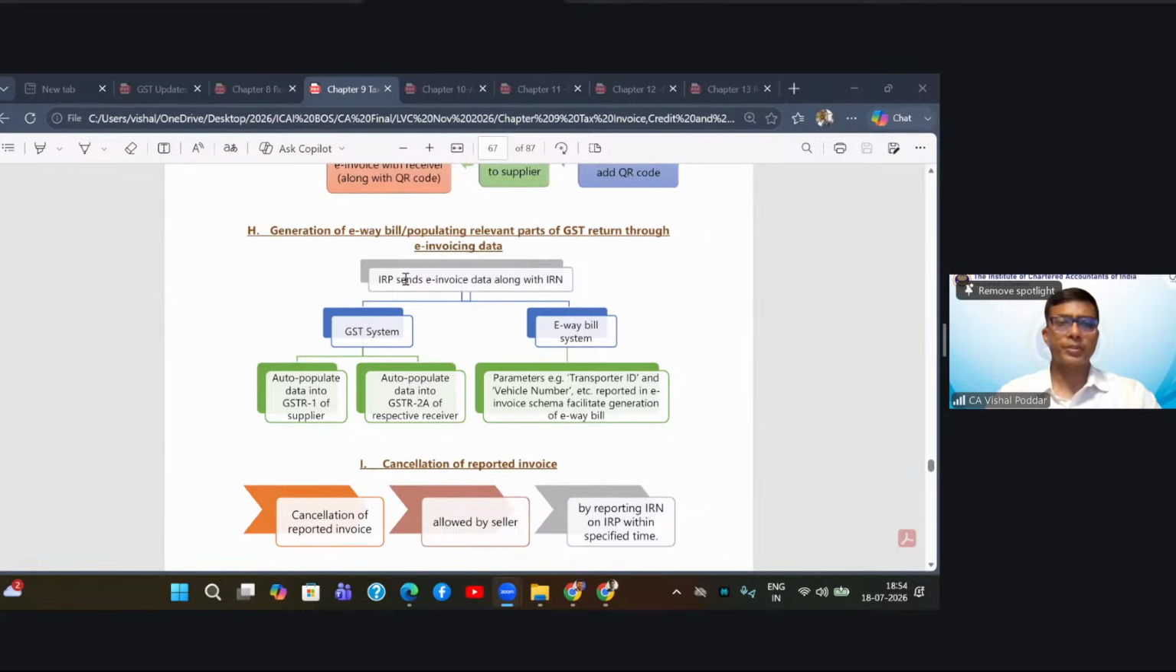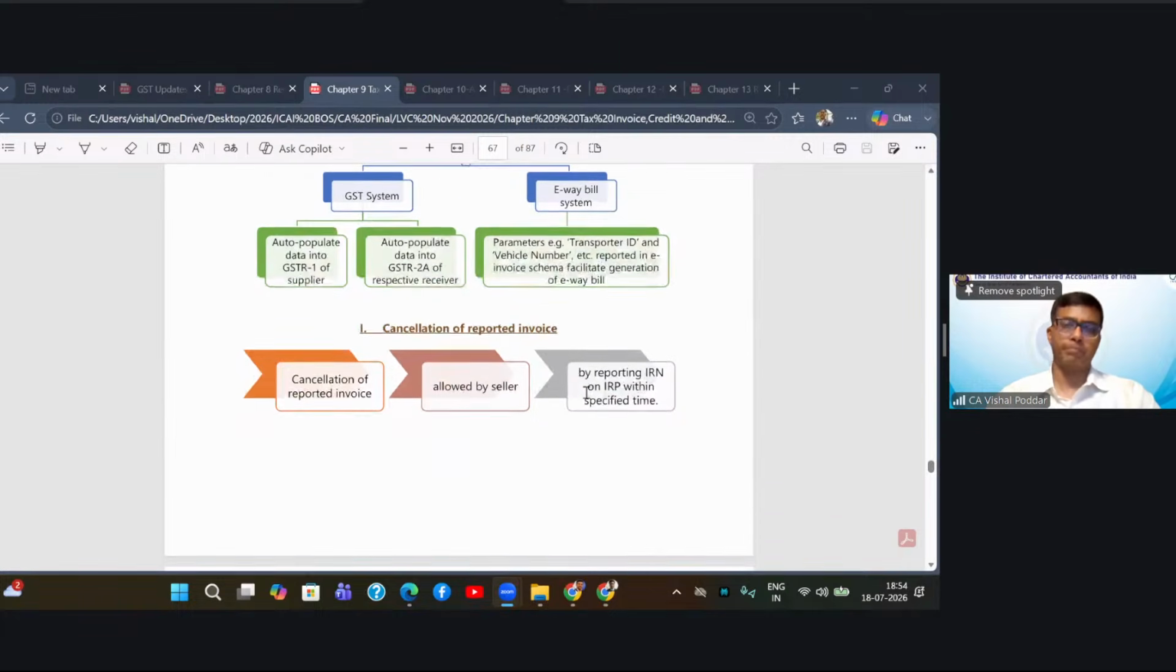because, if you know, e-way bill part A also contains the invoice details only. So once this invoice portal sends the invoice data along with IRN, it will first auto-populate in your GSTR1. Second, it will auto-populate in 2A of your receiver. And third, it will also generate the e-way bill part A.